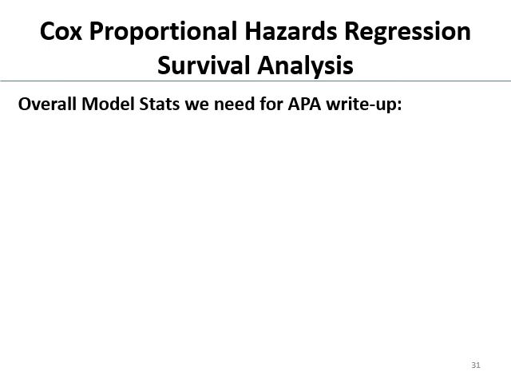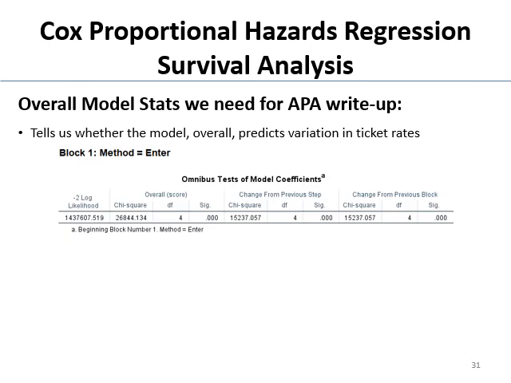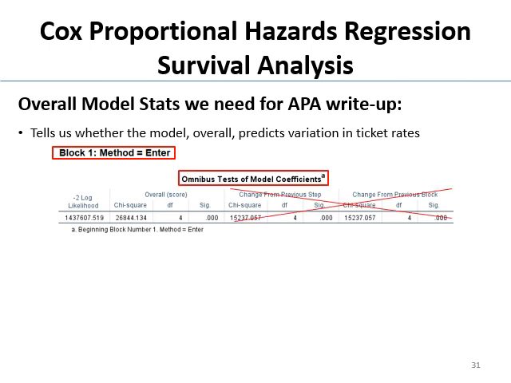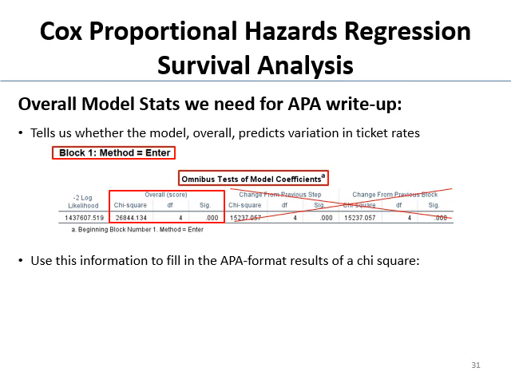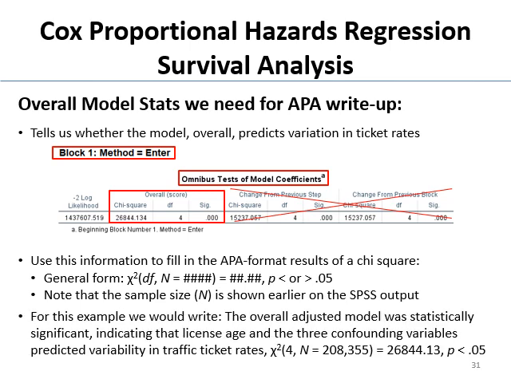So the overall model stats we need for our APA write-up tell us whether overall the model predicts variation in ticket rates, just like for logistic, just like for linear. They're in this table called Omnibus Tests of Model Coefficients, at the block of interest. There's a bunch of stuff you can ignore. All you need is this chi-square, degrees of freedom, and sig. Boom. Using this information, you need it to write your APA paper, basically. And here's your general form for a chi-square where you'd fill it in. And the n is shown earlier on in the report.